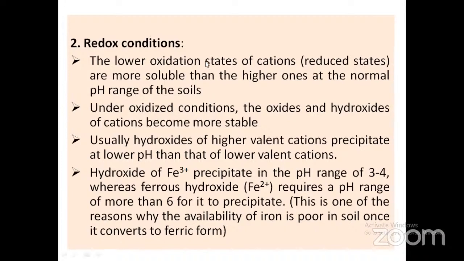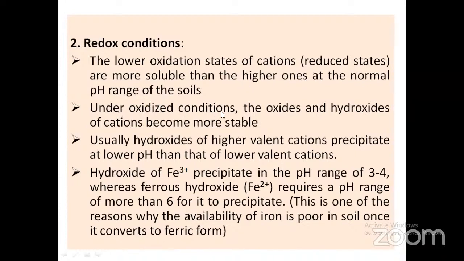So the lower oxidation states of cations means the reduced state. They are more soluble than the higher ones at the normal pH range of the soil. If you consider iron, we have Fe2+ and we have Fe3+, ferrous and ferric form. Ferrous is reduced form, ferric is oxidized form, right? So the lower oxidation state of the cation means Fe2+. They are more soluble than the higher one, that means Fe3+. Okay, so Fe2+ is more soluble than Fe3+.